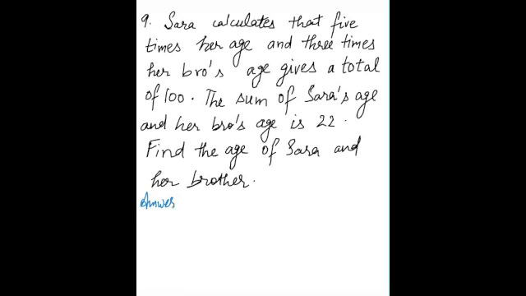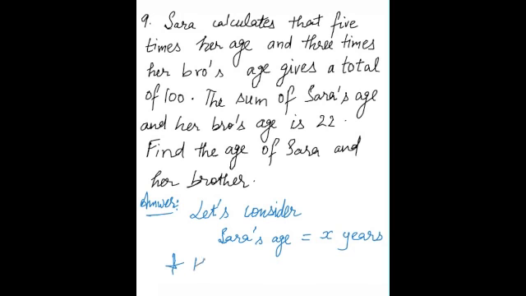So in order to do this question, we have to assume first. Therefore, let's consider Sarah's age is equal to X amount of years and her brother's age is equal to Y amount of years.